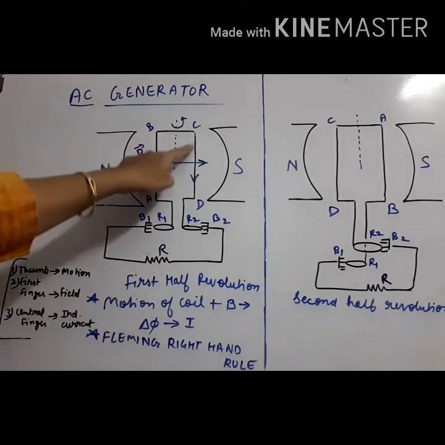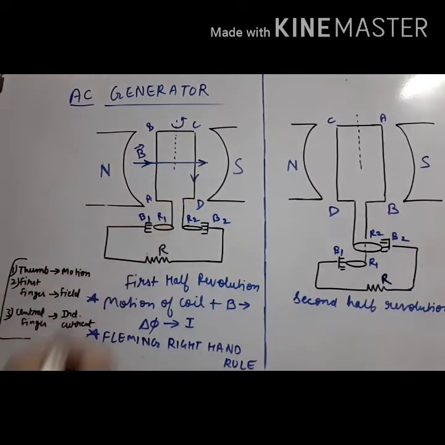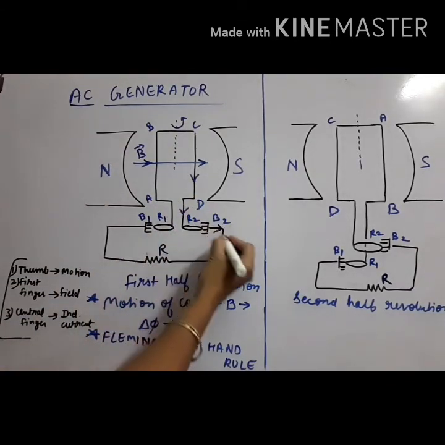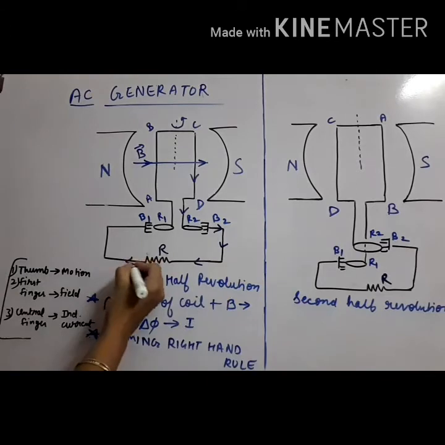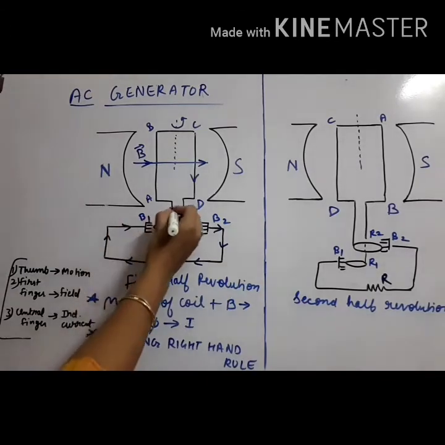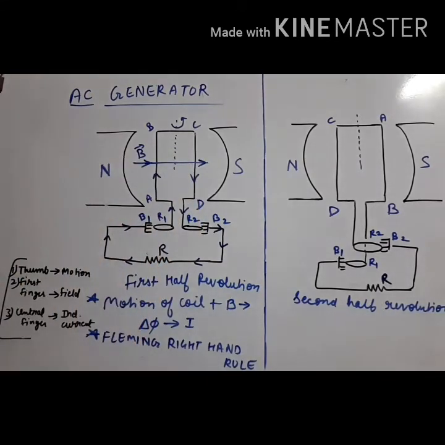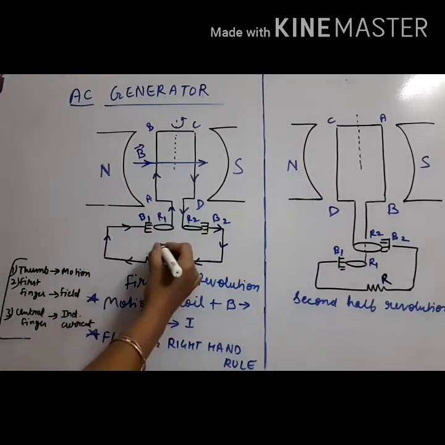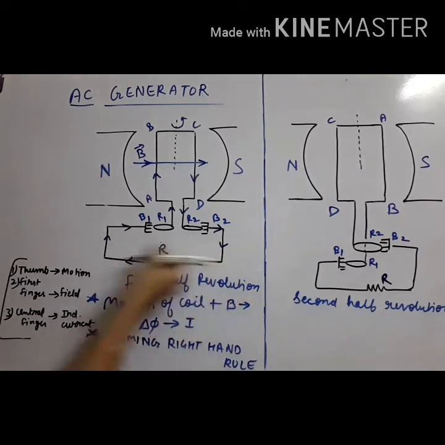So from CD the current came downward, then it is moving this way, this way, this way, this way, this way, this way and this way. So this is the complete path of the current. Now here we can remember that in the resistance R or external circuit, the current is flowing from this to this.